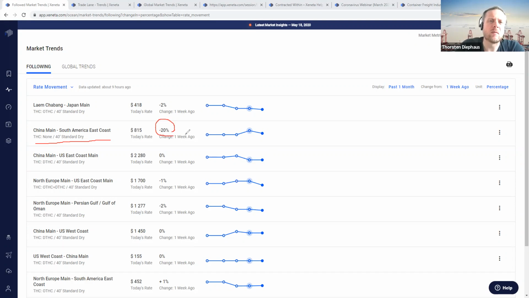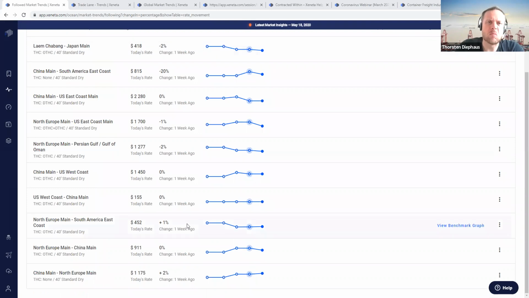Does it mean that the increases we have seen on this trade do not really stick? Therefore, it does make sense to have a closer look into this trade lane to check what is going on over here. At the same time, on the market low side, all the others didn't really change that much.